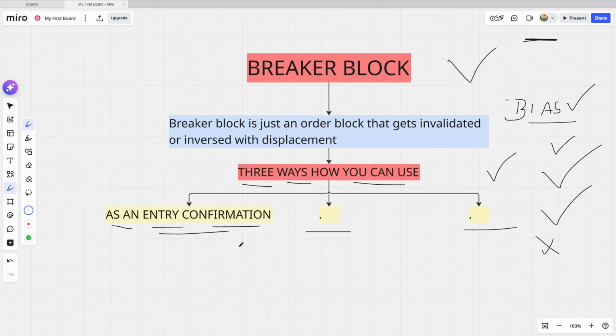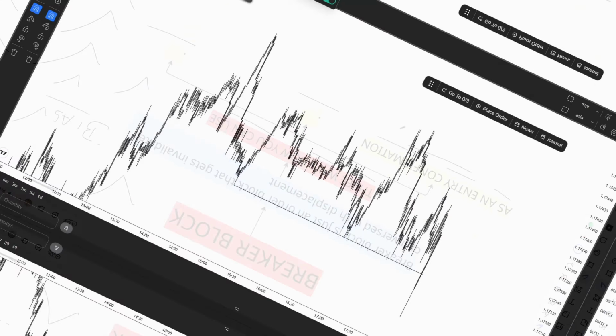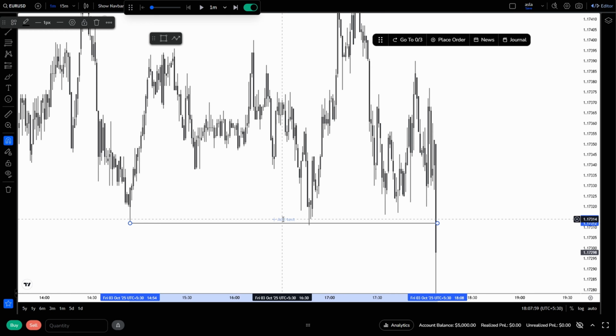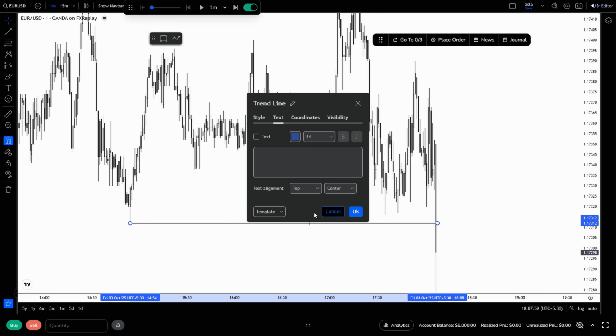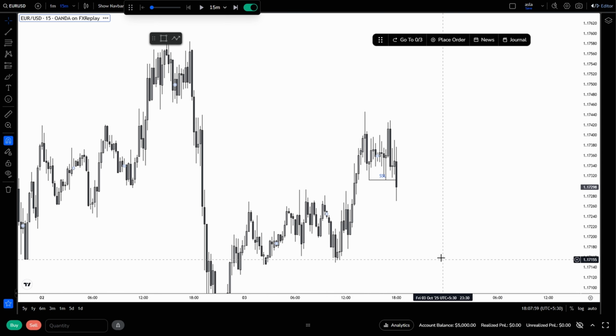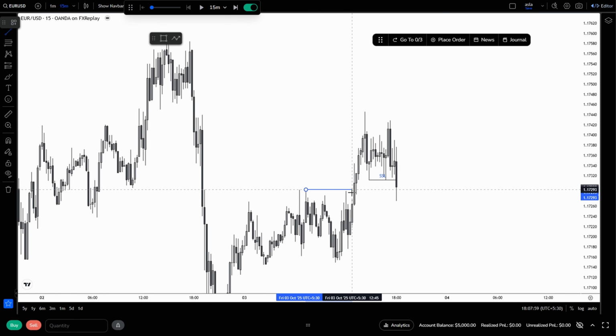Now let me show you on the chart how you can use a breaker block as an entry confirmation in real market conditions. Here you can see that we first have a sell-side liquidity sweep. At the same time, our bias is bullish. If you look at the higher time frame, you can see that we have a 15-minute market structure shift to the upside. This tells us that price is likely to move higher, at least to some extent.